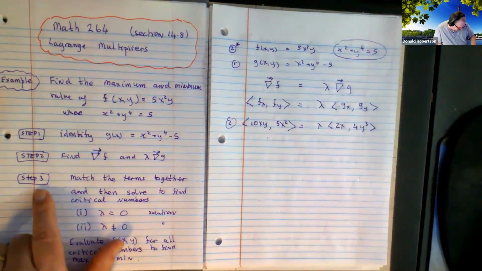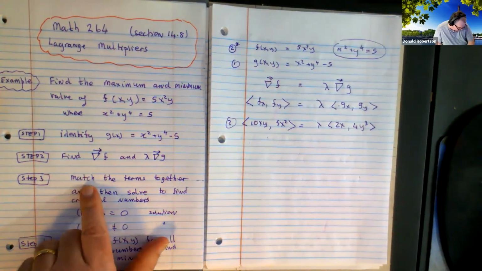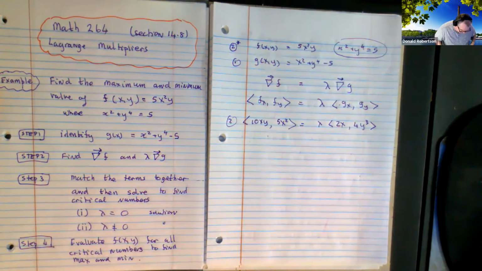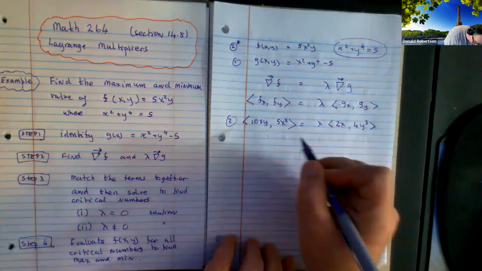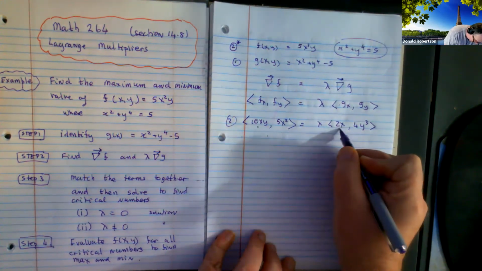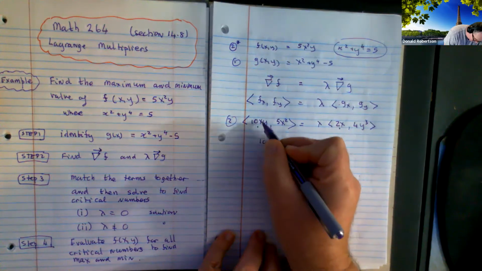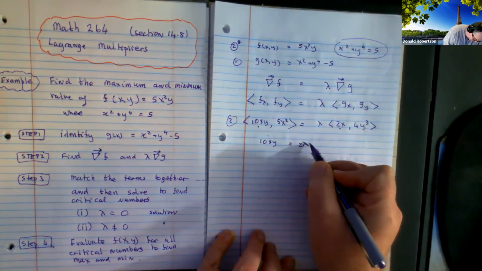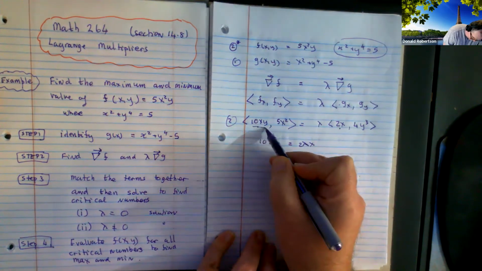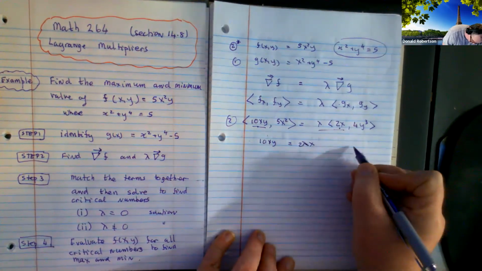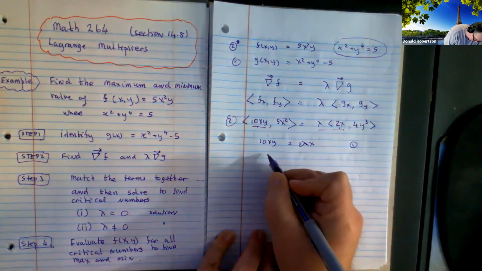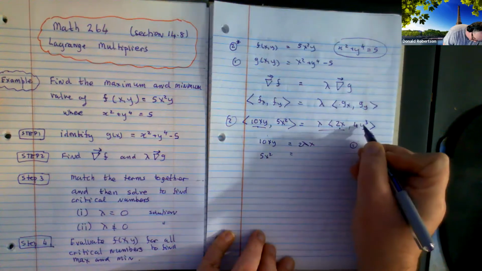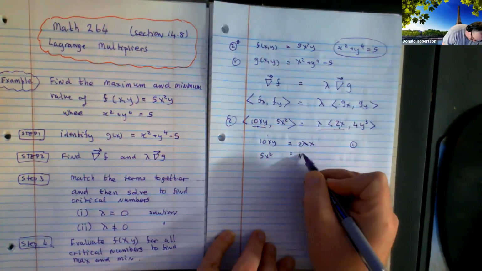Now, step 3 is quite cryptic. I'll go into the details here, but you match the terms together and you solve to find any of the critical numbers. So this guy and this guy are equal. What that means is that the x component, the first component, means that this is equal to that. I'll call that equation 1. And then equation 2, the second component, is 5x squared equals 4 lambda y cubed, and that's the second component.